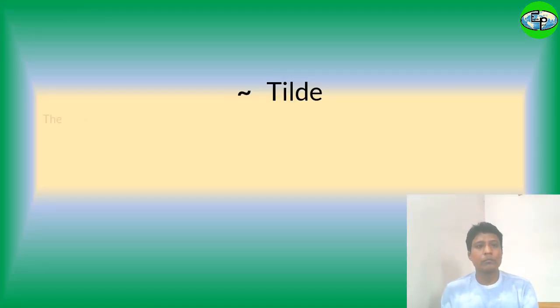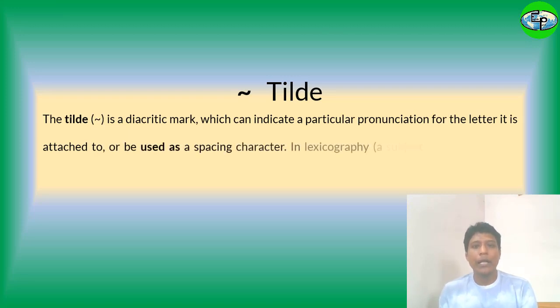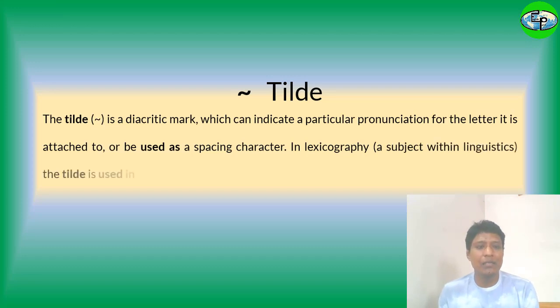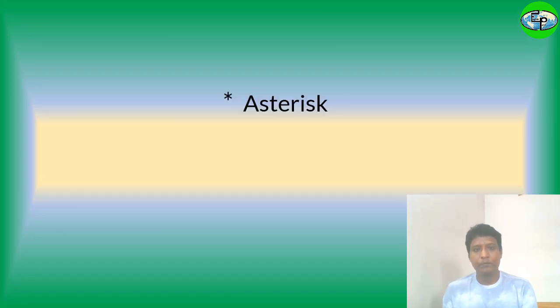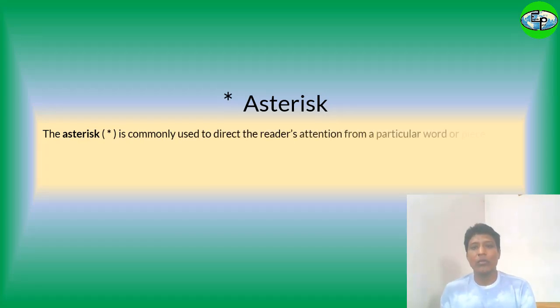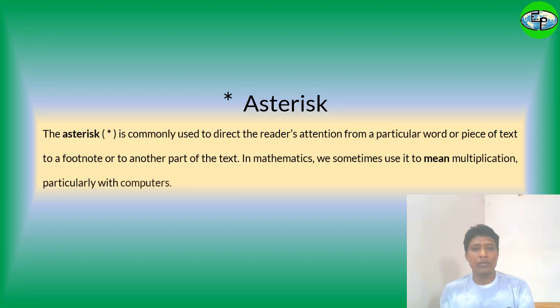Tilde. The tilde is a diacritic mark which can indicate a particular pronunciation for the letter it is attached to, or be used as a spacing character. In lexicography, a subject within linguistics, the tilde is used in dictionaries to indicate omission of the headword. Asterisk. The asterisk is commonly used to direct the reader's attention from a particular word or piece of text to a footnote or to another part of the text. In mathematics, we sometimes use it to mean multiplication, particularly with computers.